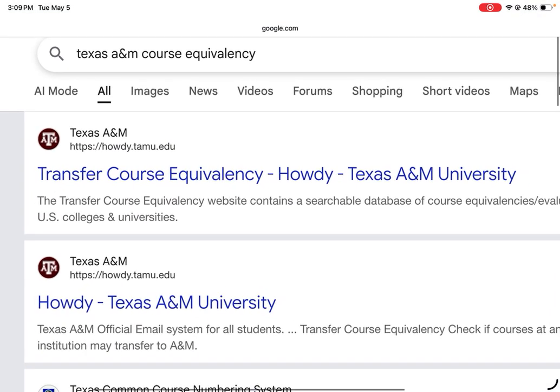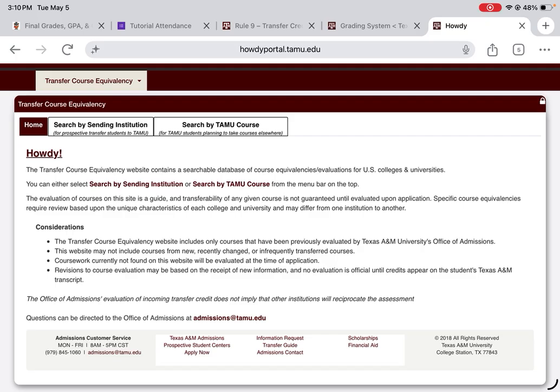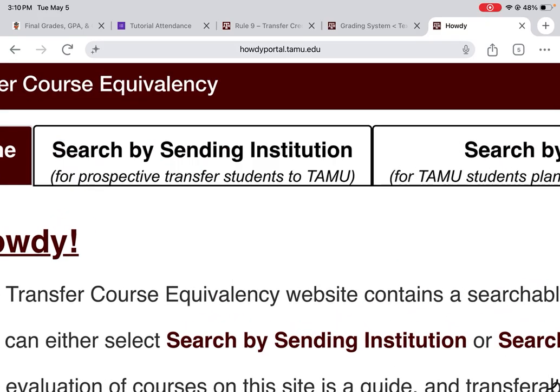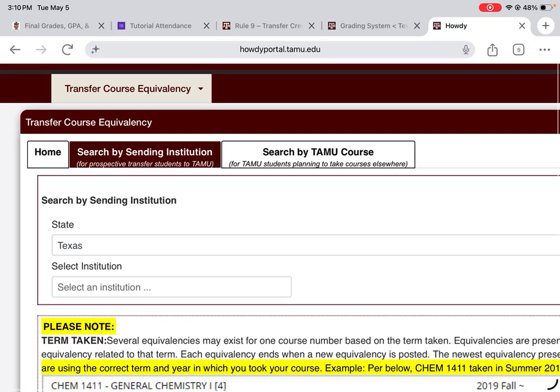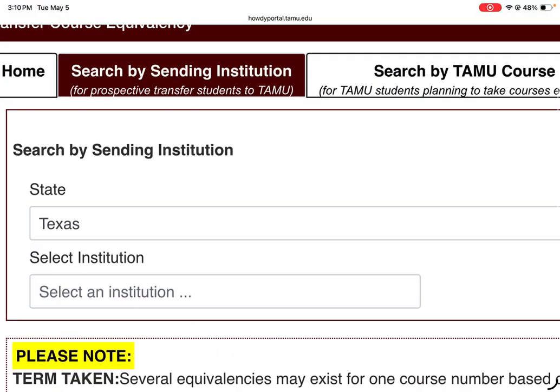So then it will take you to the university's course equivalency database. A&M calls it Howdy. So I'll go to whatever their database is, and we want to search for the sending institution, right? We're transferring from UT Austin to Texas A&M, so search from sending institution. It'll make you put the state.